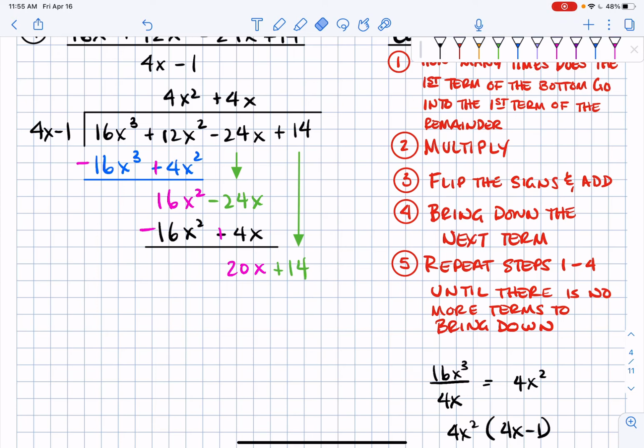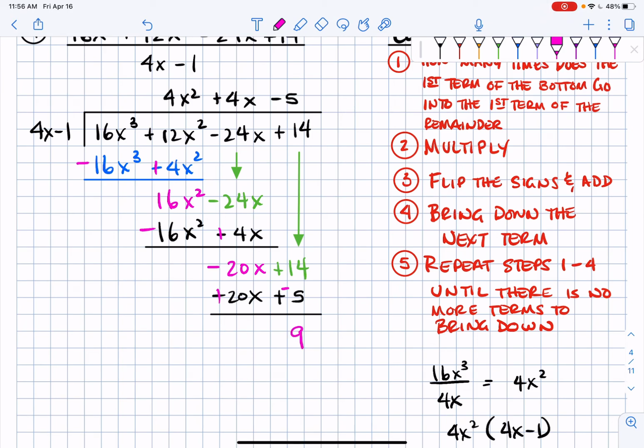When we add it, I'm sorry, this is going to become a negative 20. So how many times does 4x go into negative 20x? It's actually a negative 5 times. There we go. That's better. Now we multiply, and we get negative 20x plus 5. Then we flip the sign, and what we're going to have left is just a 9 left.